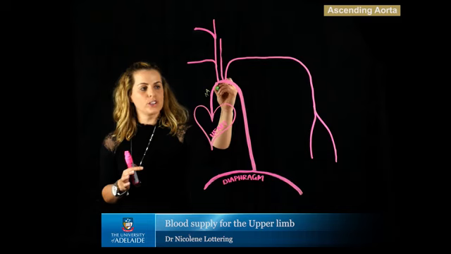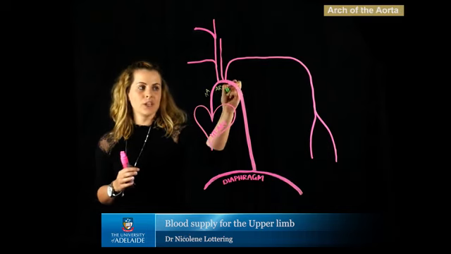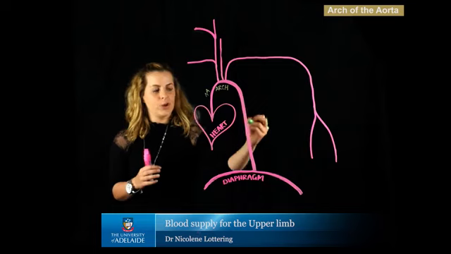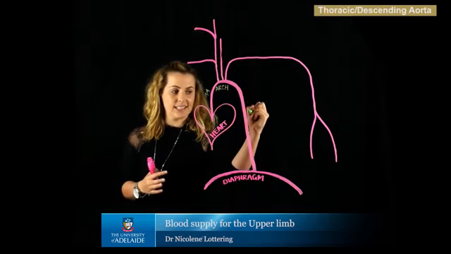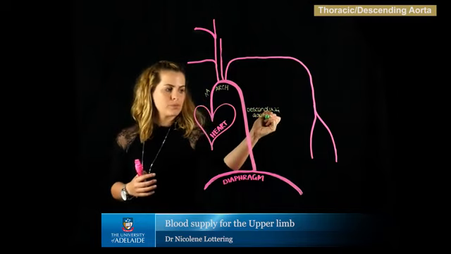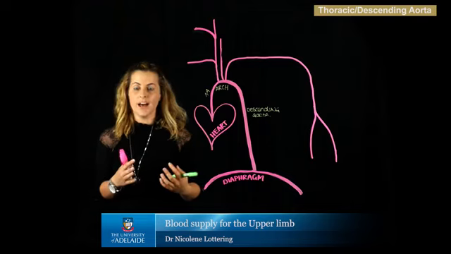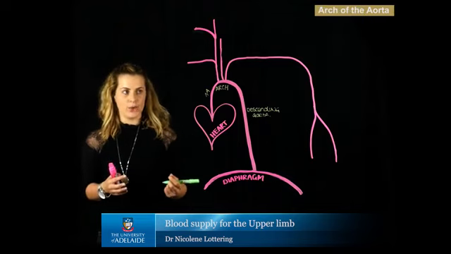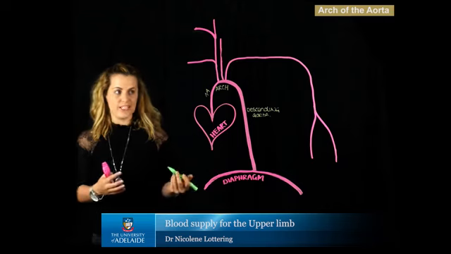The ascending aorta is then going to curve over and form the arch of the aorta. And then the arch of the aorta will continue down the thoracic cavity as the descending aorta or the thoracic aorta. So what is important is that the major vessels of the upper limb are actually going to stem from the arch of the aorta.